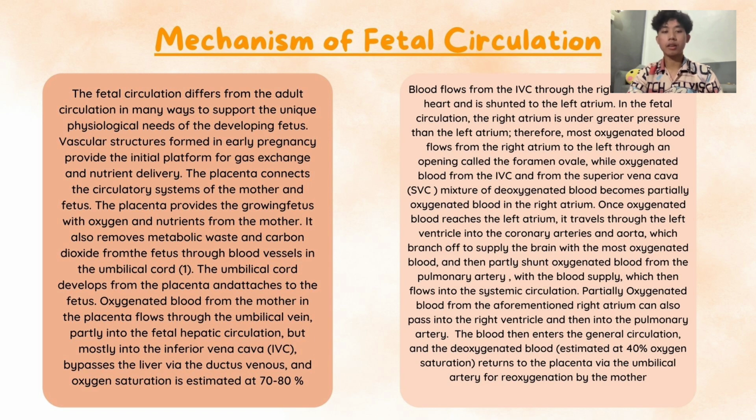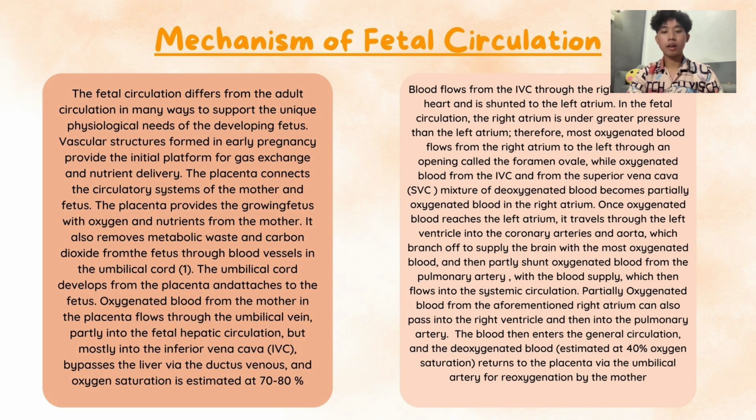Once oxygenated blood reaches the left atrium, it travels through the left ventricle into the coronary artery and aorta, which branch off to supply the brain with the most oxygenated blood, and the partly oxygenated blood from the pulmonary artery called the ductus arteriosus then flows into the systemic circulation with an estimated oxygen saturation of 60%.